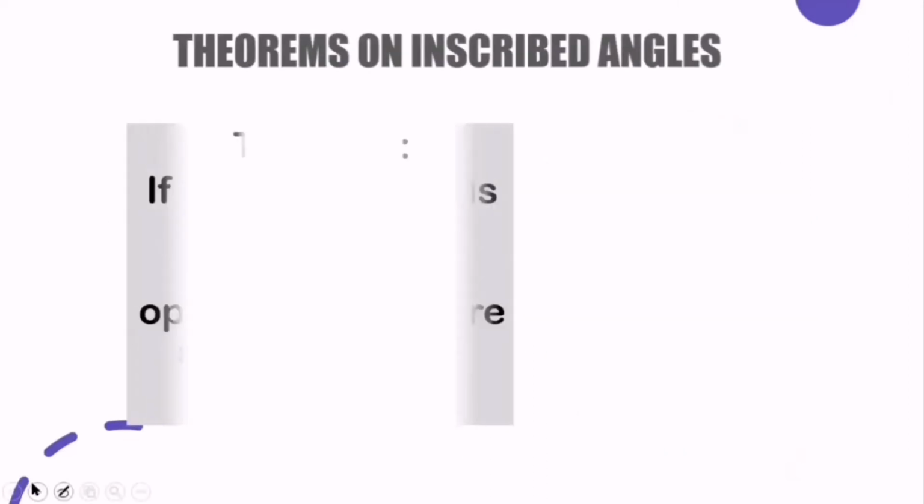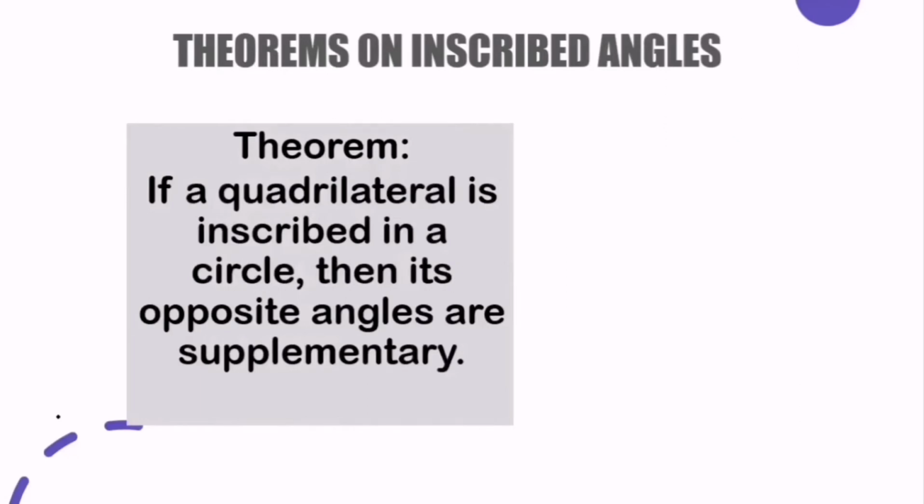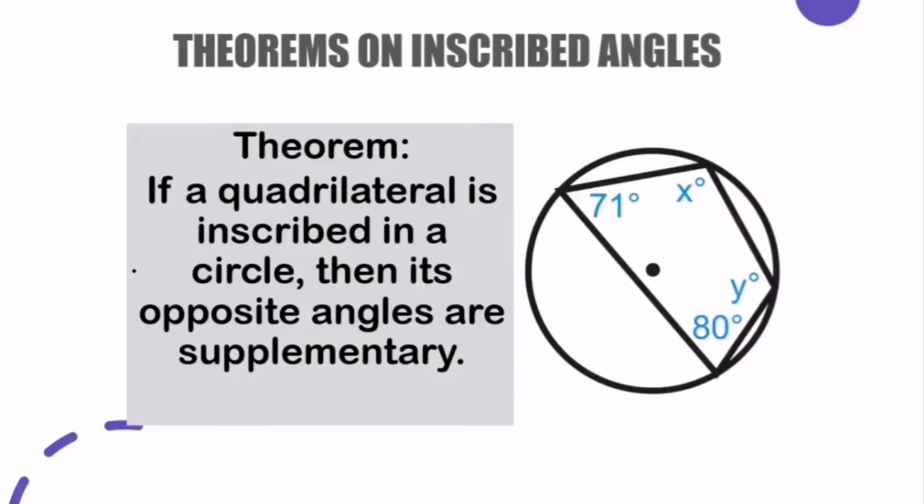Let's now proceed to the next theorem. If a quadrilateral is inscribed in a circle, then its opposite angles are supplementary. So for us to understand this theorem, let's get first the key terms. First is quadrilateral. Once we say quadrilateral, we are pertaining here to a polygon that has exactly 4 sides.